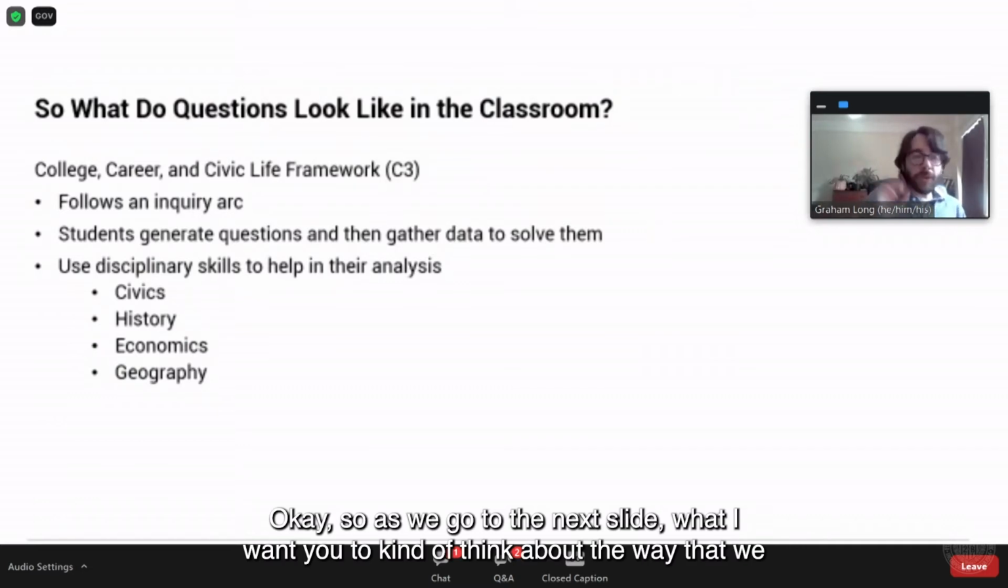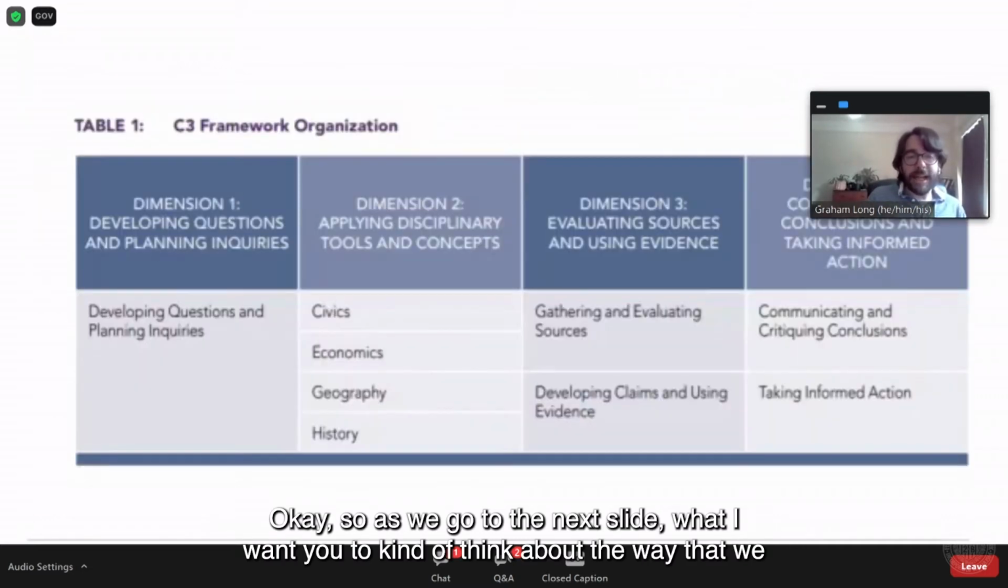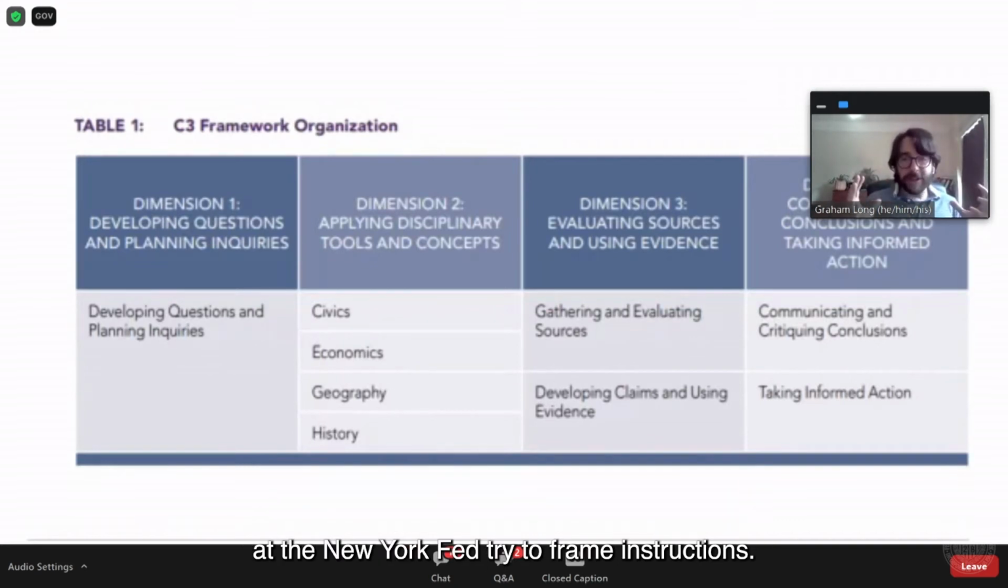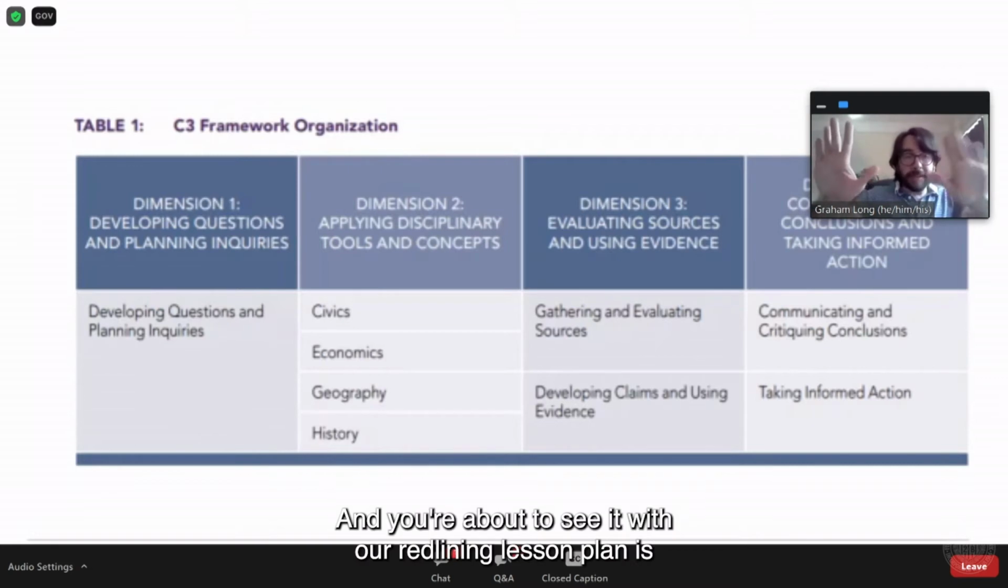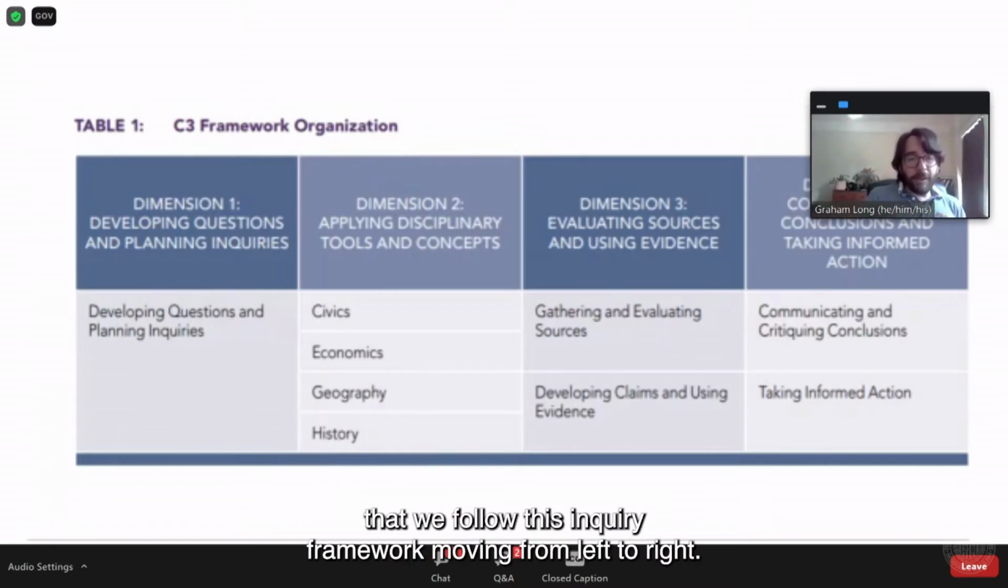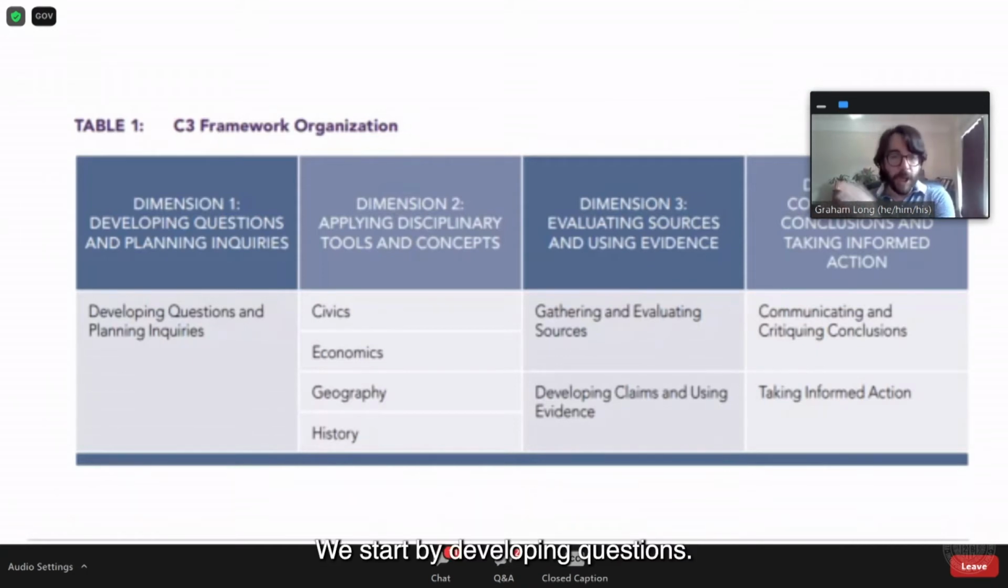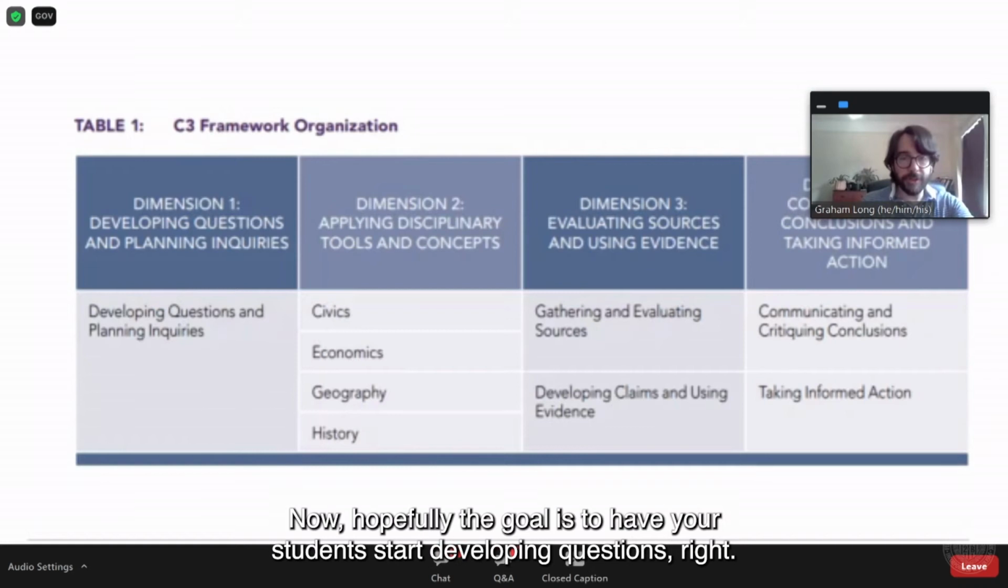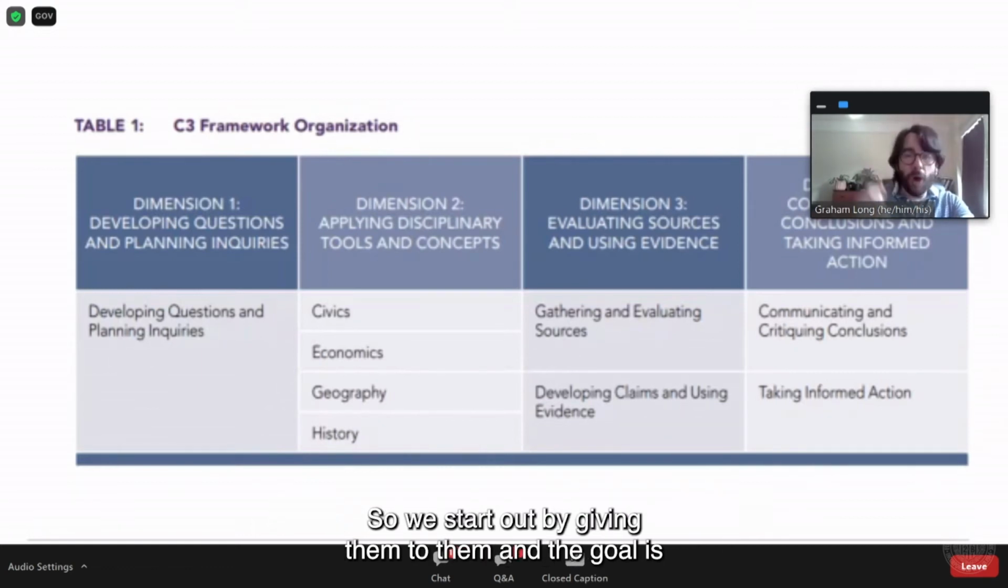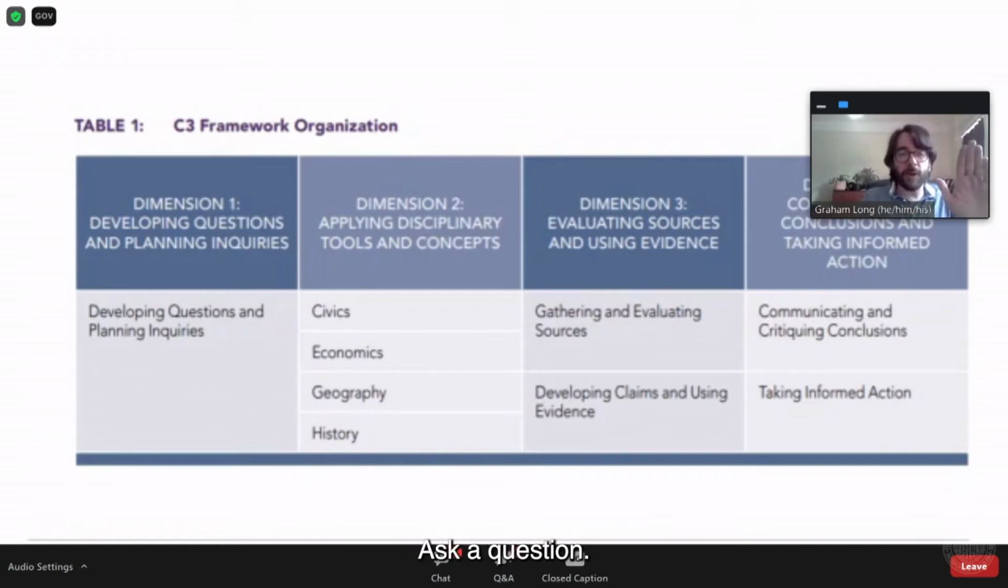Okay, so as we go to the next slide, I want you to think about the way that we at the New York Fed try to frame instruction. And you see this with our Economist Spotlight, and you're about to see it with our redlining lesson plan, is that we follow this inquiry framework moving from left to right. We start by developing questions. Now, hopefully, the goal is to have your students start developing questions, right? So we start out by giving them to them, and the goal is to hopefully teach them how to ask compelling questions. So that's the first dimension, ask a question.